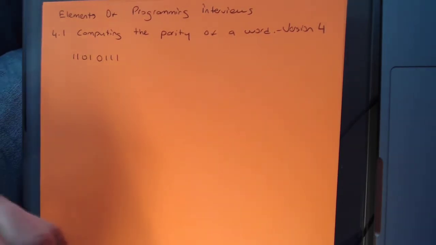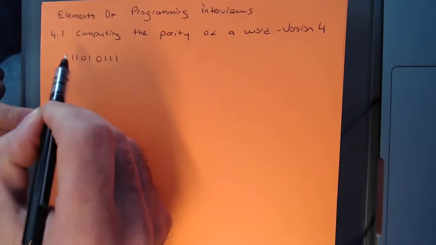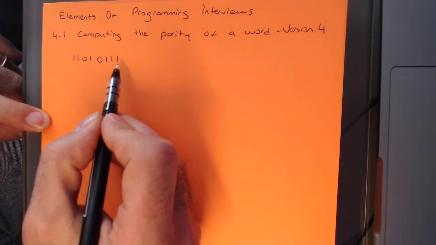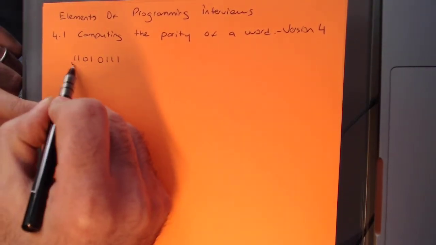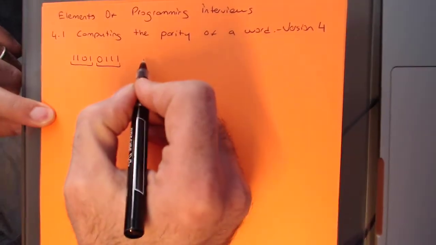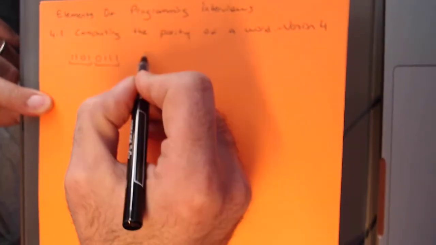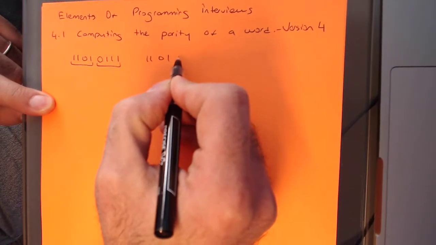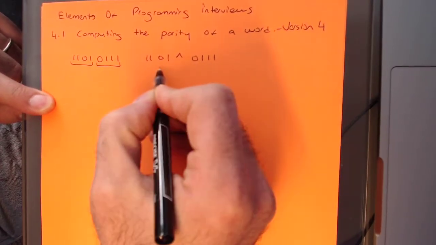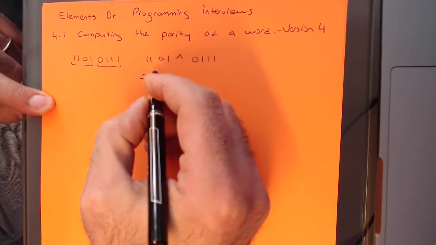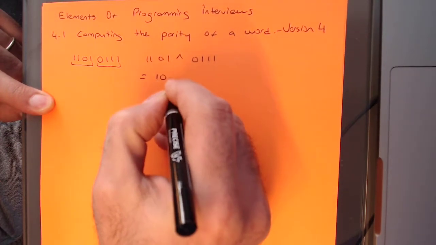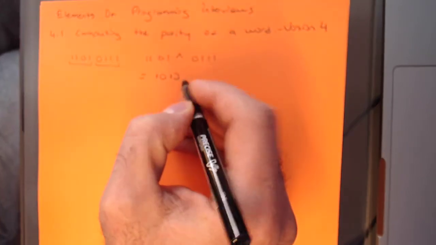So here we have an example with this 8-bit number, and what we're going to do is take the first 4 bits and XOR that with the second 4 bits. 1111 XORed with 0111 gives us the result 1010. So how does that work?